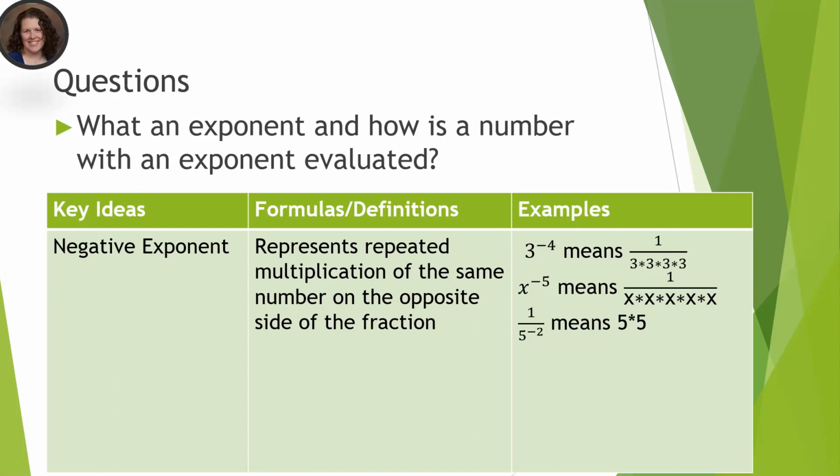Now, if you have a negative exponent on the bottom of the fraction, you would flip it and move it to the top of the fraction. So 1 divided by 5 to the negative second would mean 5 times 5. And if you want to keep it as a fraction, it would be 5 times 5 divided by 1. But anything divided by 1 is just itself.